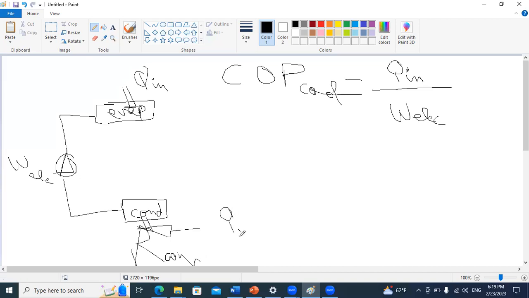Then the coefficient of performance for this refrigeration cycle will be the COP heating, which is Q_out over W_electric. What you want to do, as a heat pump, is produce a heating effect. So you want to transform work into heating energy, and your useful heat is Q_out, and your input is also W_electric.